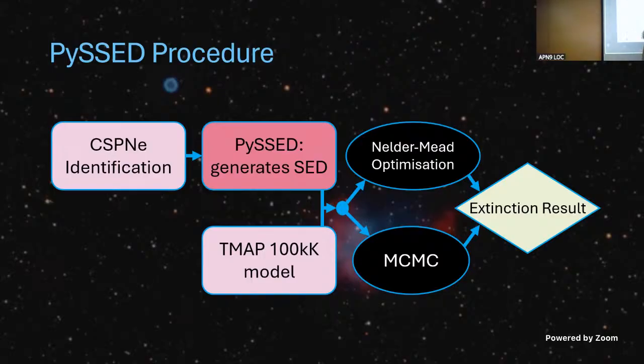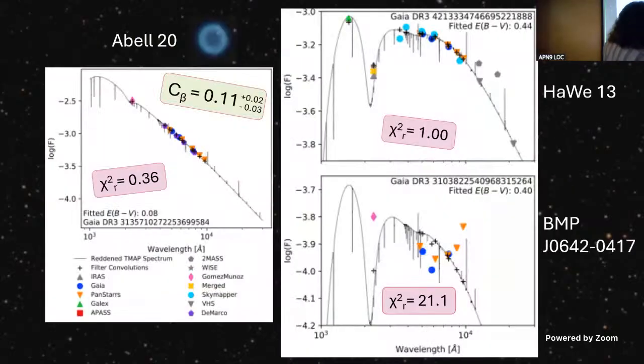So I'm going to show some examples of these fits. My images have unfortunately not gone properly, so they're quite pixelated. I do apologize for that, but hopefully you should still be able to see. So this is Bell 20, and this is a really well-fit nebula. We're able to get a pretty good constraint on our extinction here, and we get a c(beta) result of 0.11 plus or minus 0.02 or so. This is a relatively low extinction nebula, and the photometry is all very consistent there.